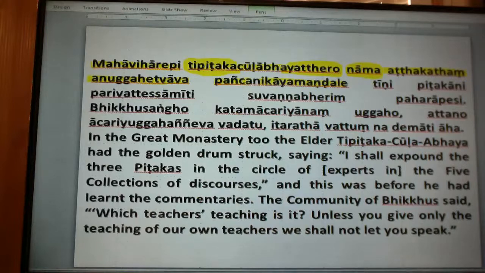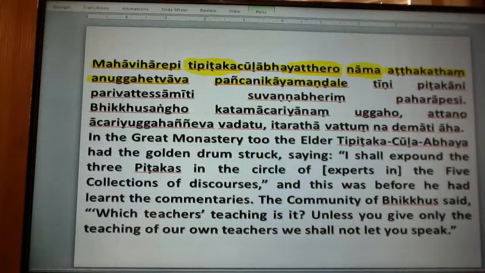So five collections. The first collection is the Digha Nikaya. Digha means a long collection or long discourse. The second one is the Majjhima Nikaya, a collection of the middle discourses, not too long, not too short. And then the Samyutta Nikaya, which includes many stanzas. Not too long, not middle, that kind of thing.